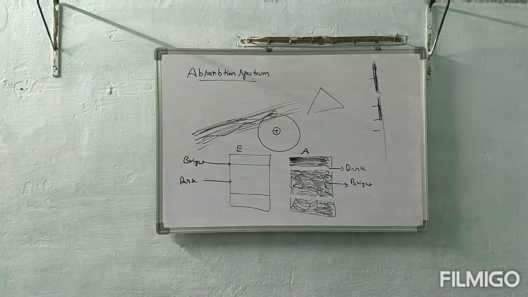So where are the electrons which are absorbing the radiation? Instead of them, we are getting black colored lines. Black colored lines on bright background. That is in absorption spectrum. Okay? Next.